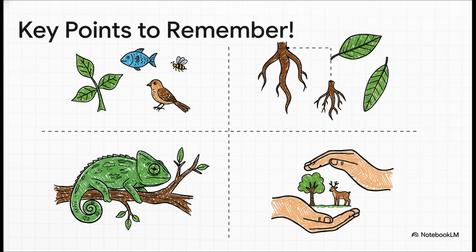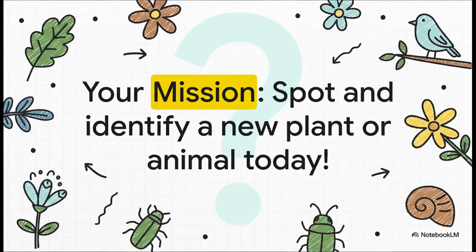1. Biodiversity is simply the variety of life. 2. We group plants by their stems and always remember that magic link. Taproot goes with reticulate leaves, and fibrous root goes with parallel leaves. 3. Adaptation is the special superpower for survival. And 4. To save our plants and animals, we absolutely must protect their homes. Got it? Perfect. And that's a wrap.